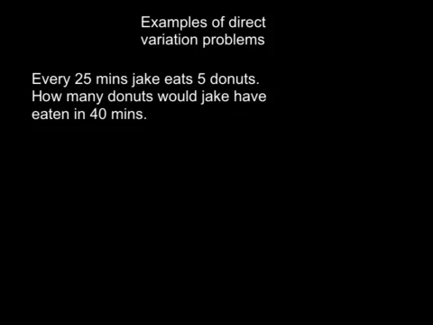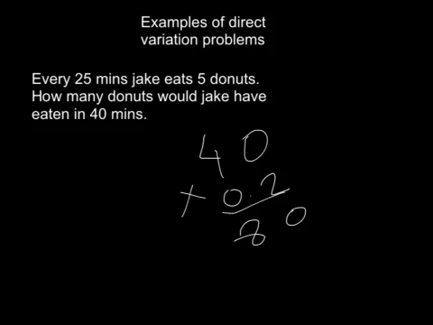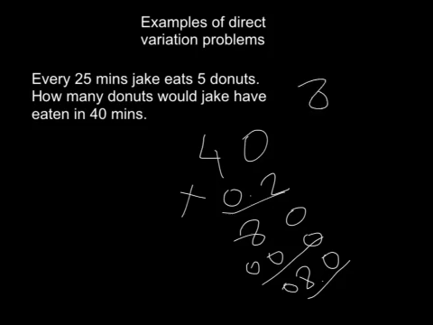And so now we have to do 0.2 into 40. So 40 times 0.2. So 2 into 0 is 0, 2 into 4 is 8. Put a 0, 0 into 0, 0, 0 into 4 is 0. So it's 0, 8, 0, put a point. So in 40 minutes, Jake would have eaten 8 donuts.